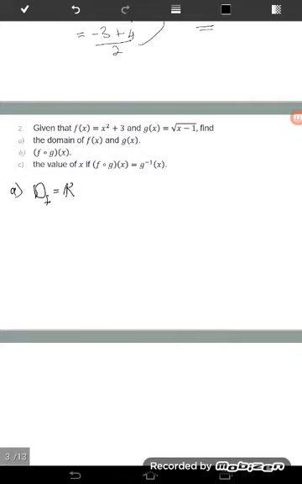Usually, domain and range are worth one mark each. So this one is 1 mark, and the domain of g is another 1 mark. Okay, and then the domain of g.